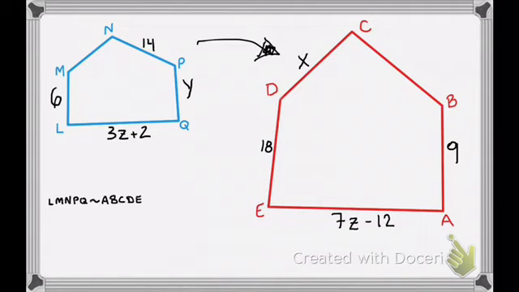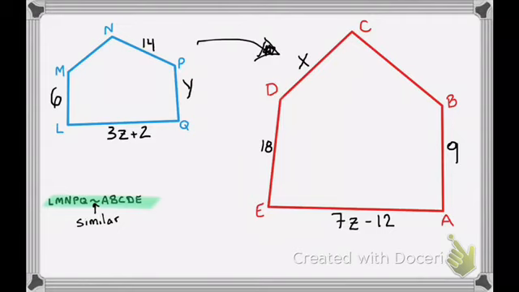Notice we have two shapes, a blue one and a red pentagon, and we know that they're similar because of this statement down here. That statement says LMNPQ, and then that little squiggly sign, ABCDE. That little squiggly sign means similar. It's another symbol that we have. So we have congruent, we have equal, and now we have similar.